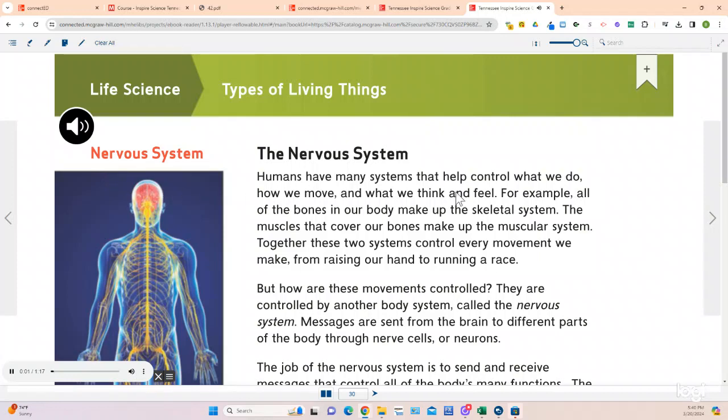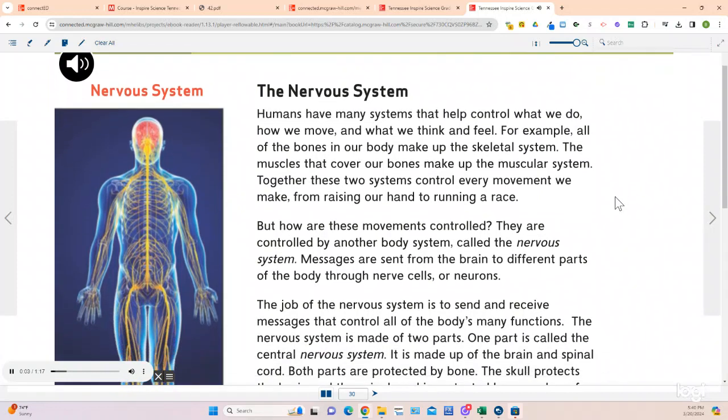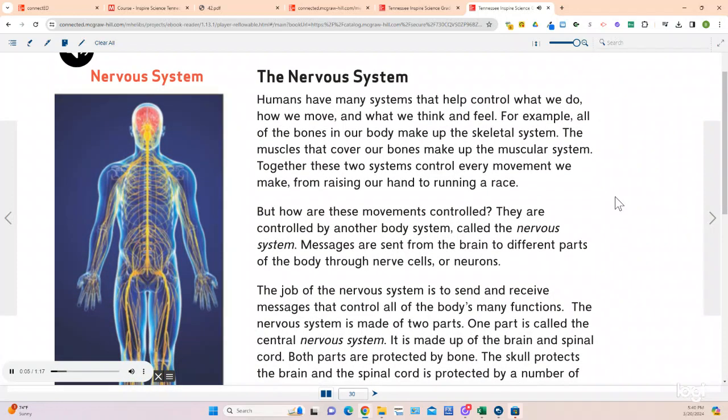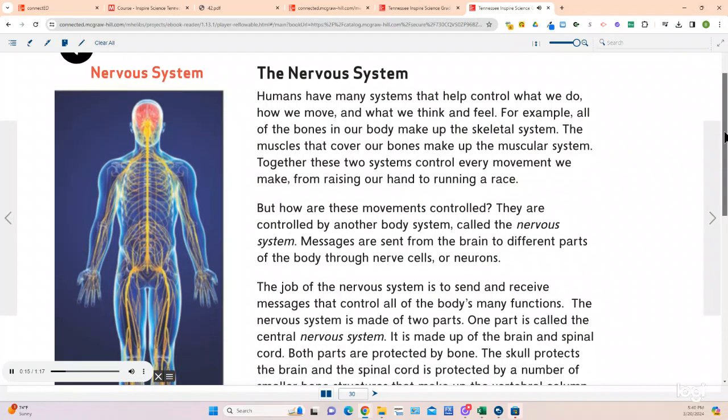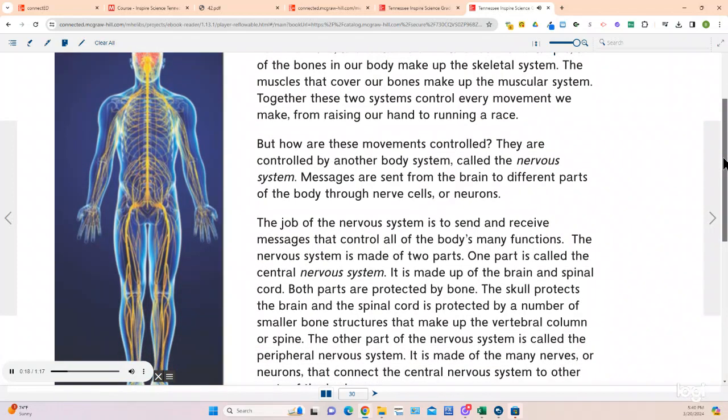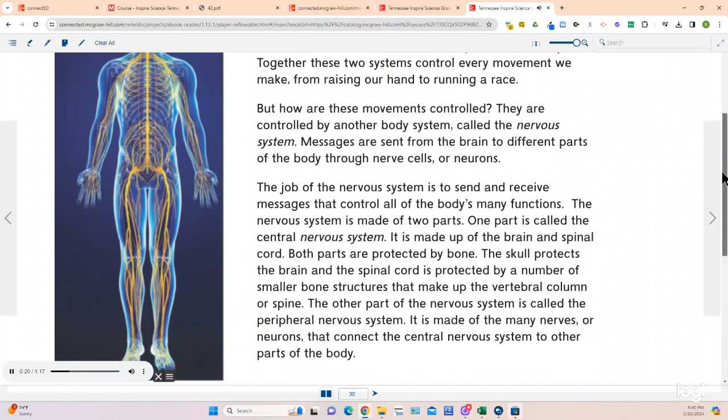The nervous system. Humans have many systems that help control what we do, how we move, and what we think and feel. For example, all of the bones in our body make up the skeletal system. The muscles that cover our bones make up the muscular system. Together, these two systems control every movement we make, from raising our hand to running a race.